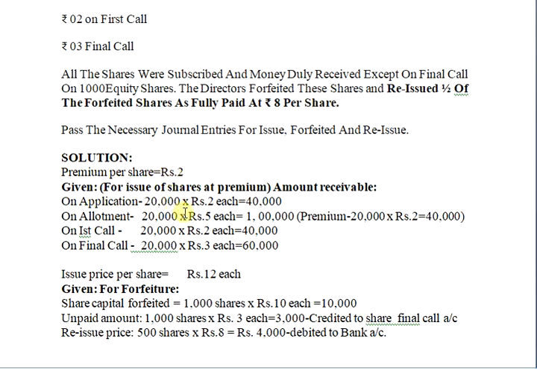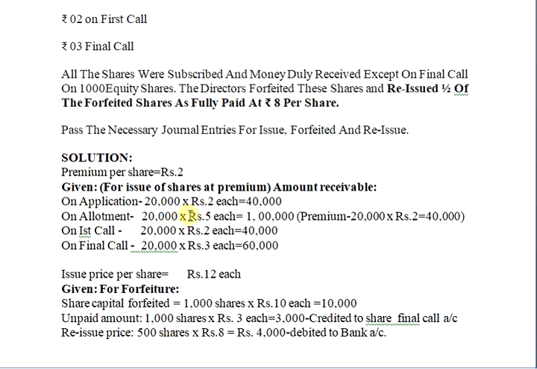For the issue of shares at premium, we can see here on application, 20,000 applications are issued at rupees 2. On the application we are receiving the amount, 2 into 20,000, which becomes 40,000. On the next stage, that is allotment, 20,000 shares at rupees 5, which includes the premium. Including premium it becomes 1 lakh. When we separate the premium, 20,000 into 2 becomes 40,000. The remaining 3 rupees, 20,000 into 3, that is 60,000, will be the original allotment amount.